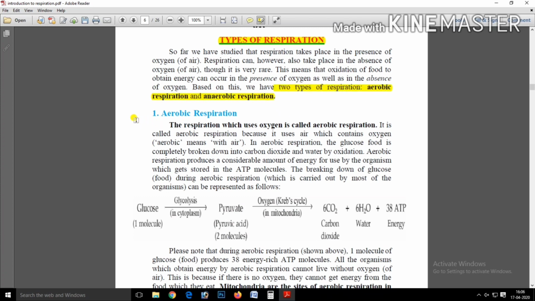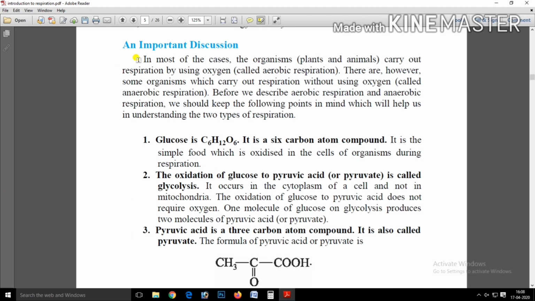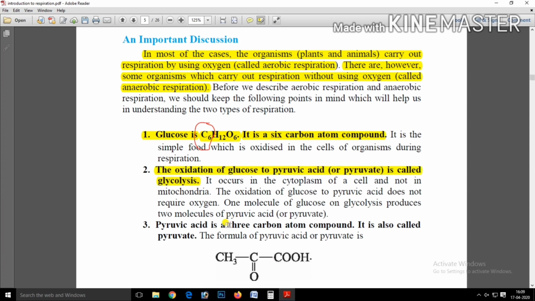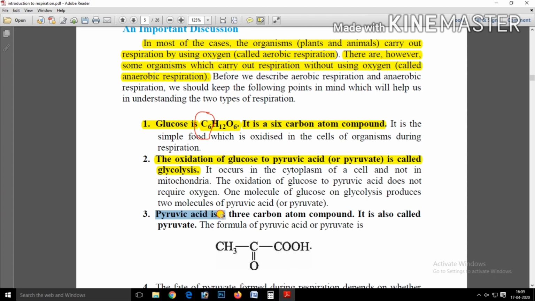Now, before describing these respiration types, we need to know some important facts. Most organisms carry out respiration using oxygen, which is called aerobic respiration. But some organisms carry out respiration without oxygen, which is called anaerobic respiration. Glucose has 6 carbon compounds, and to make the respiration process easier, glucose is oxidized into pyruvate by the process of glycolysis. And pyruvate has 3 carbon compounds.